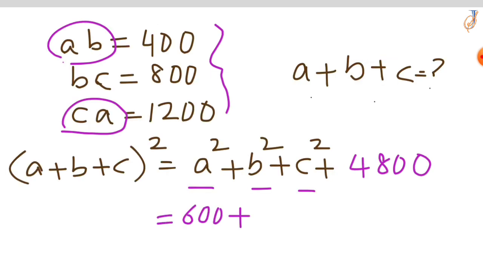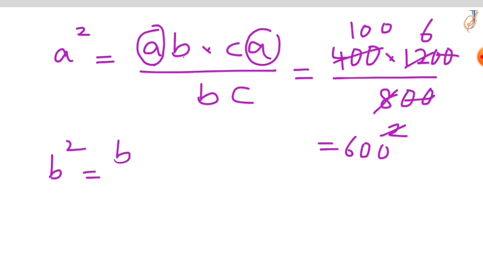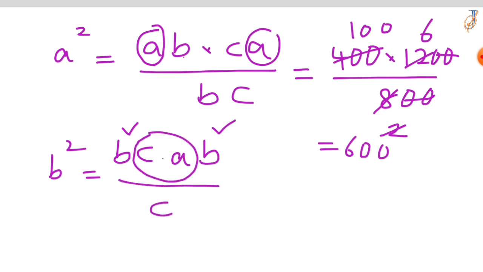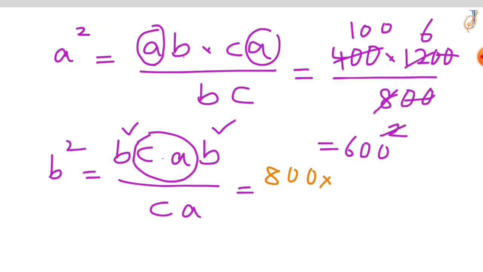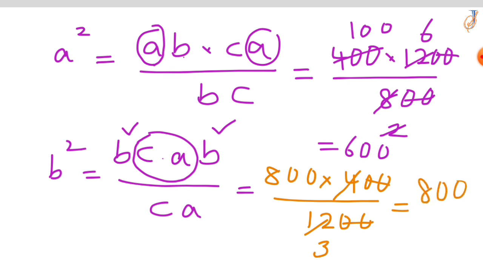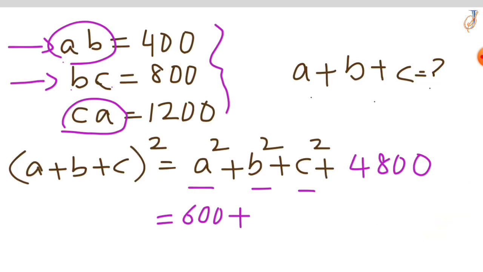Similarly, we are going to find B power 2 and C power 2. To get B power 2, we take in the numerator BC times AB. Here we have B, here we have B. We don't want the other two, so we divide by CA. BC is 800, AB is 400, CA is 1200. Then you are left with 800 over 3, that is the B power 2 value.